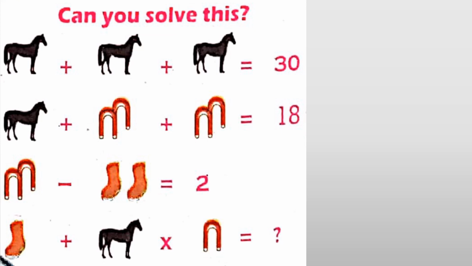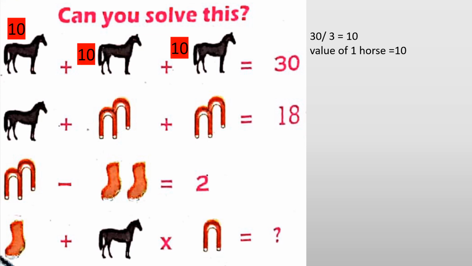Here is figure 1.1, page number 2 of your textbook. You have to find the value of each image, like horse, horse hoof and the shoe, to solve the last equation. Let us do it together. We have 3 horses in the first row, so by dividing the answer by 3, we get the value of one horse, which is 10. That's why the answer of the first row is 10 plus 10 plus 10 is equal to 30.